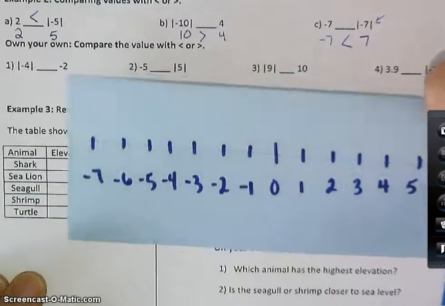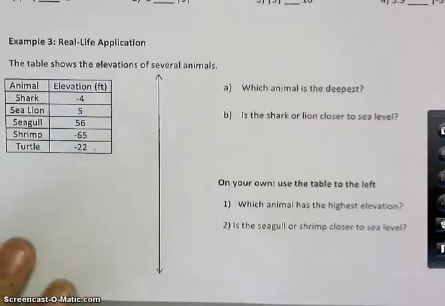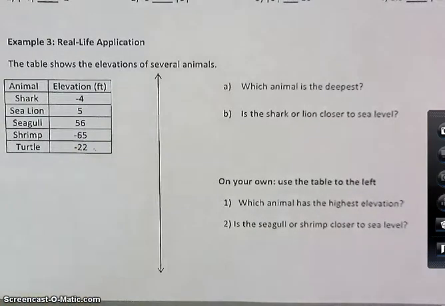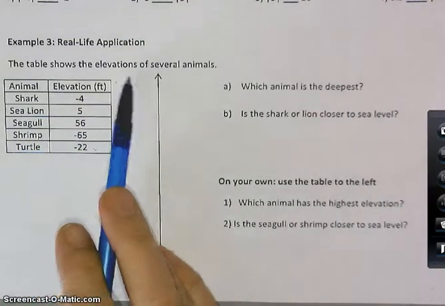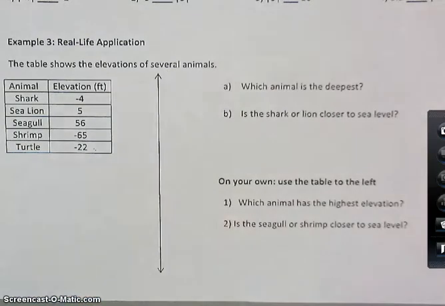All right, we are down to our last example, the real life application problem. This one takes a little bit of reading. It says, the table shows the elevations of several animals. And remember, elevation is something that we've talked about, that we can go up or we can go down because we've got that sea level.